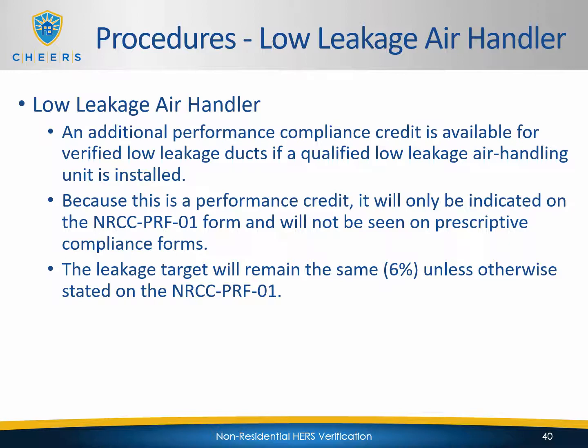An additional performance compliance credit is available for verified low leakage ducts if a qualified low leakage air handling unit is installed. Now, because this is a performance credit, it will only be indicated on the NRCC PRF 01 form, which is the performance form, and it will not be seen on any prescriptive compliance forms. The leakage target will remain the same at 6%, unless it's otherwise stated on the NRCC PRF 01. So the compliance analyst that models this can select a value less than 6%. So be sure that you look at the PRF 01 to verify what the target leakage rate is if this credit is taken.